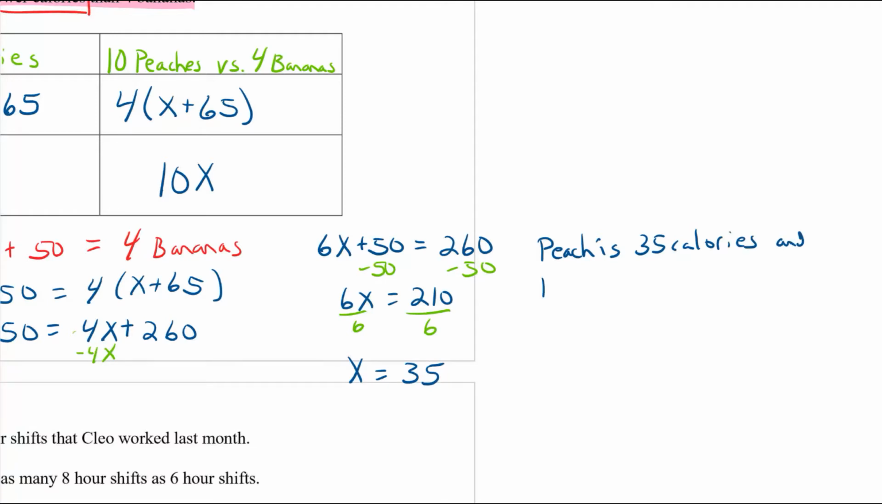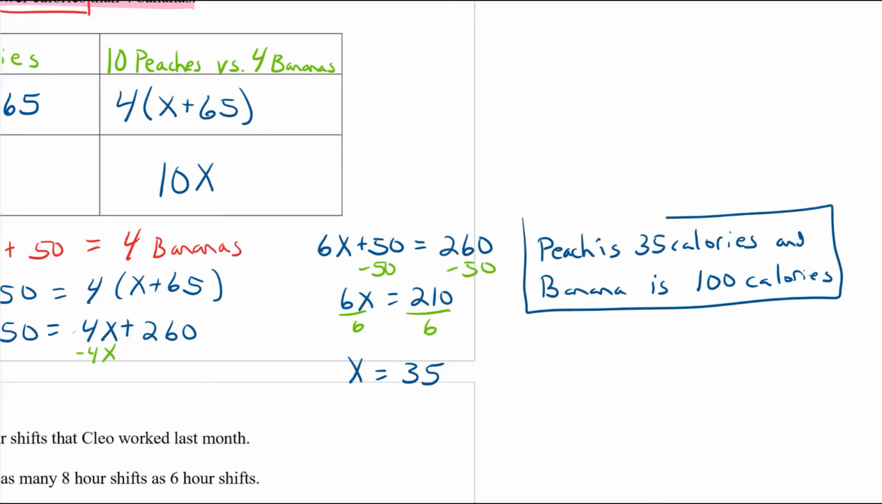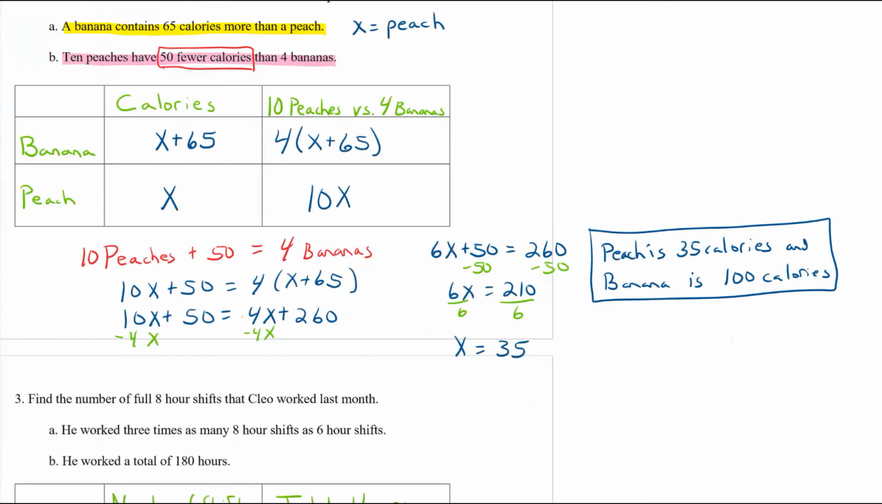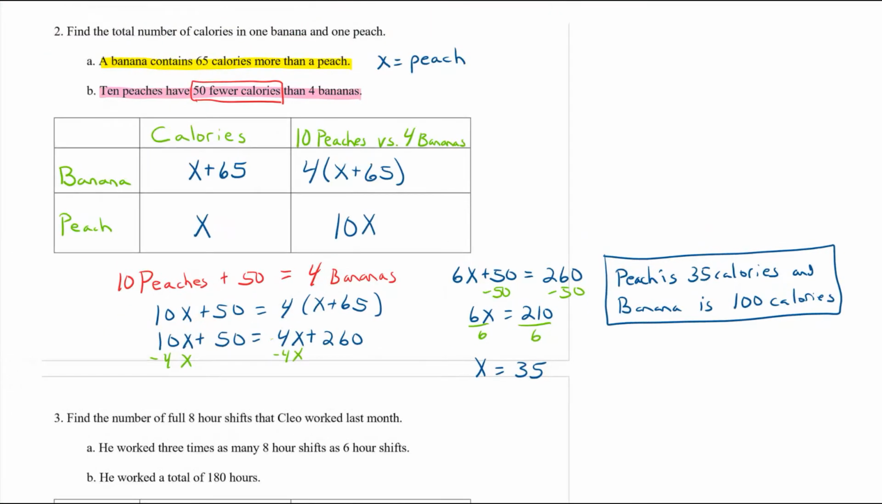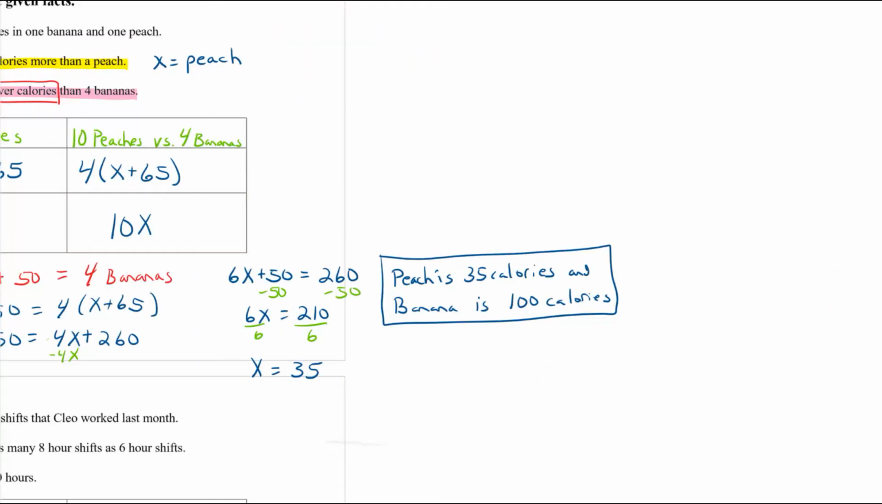And a banana, let's see, we've got to do 35 plus 65. That is 100 calories. That's going to come out nice and even. Okay, so that is an example of how we can use a chart to help us solve a problem.